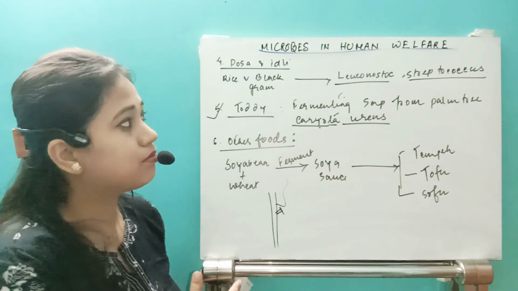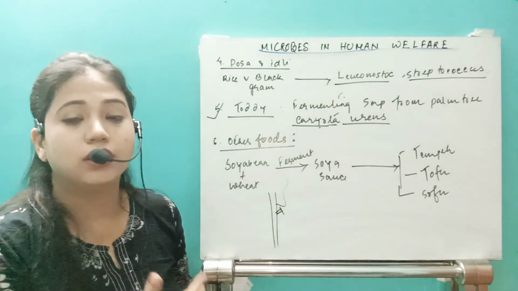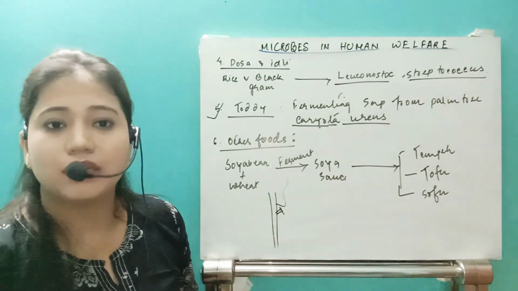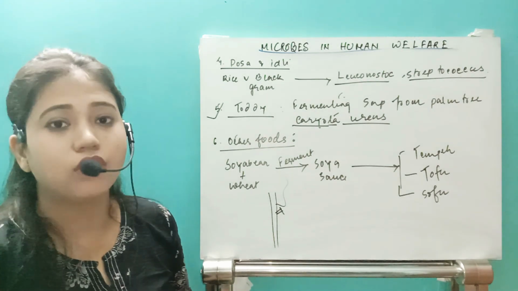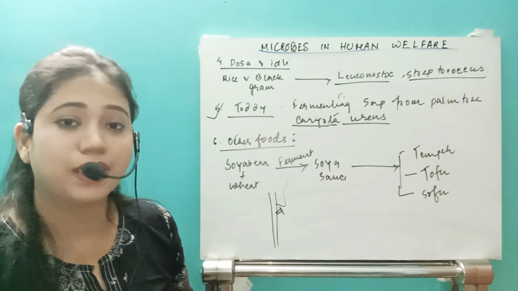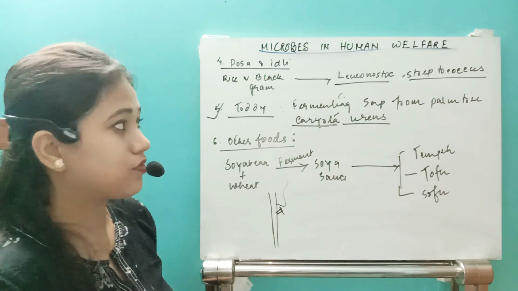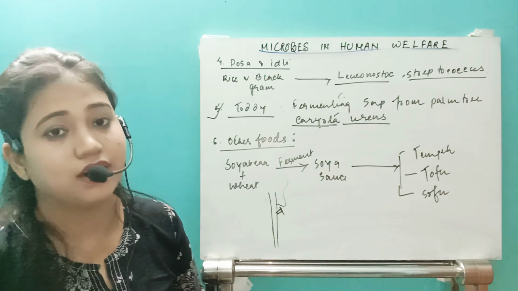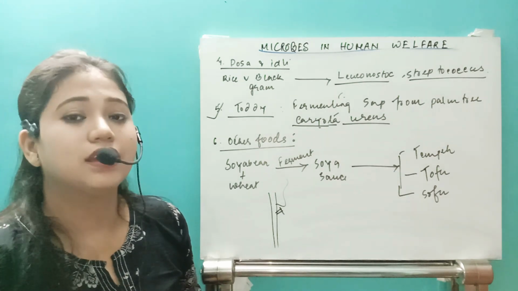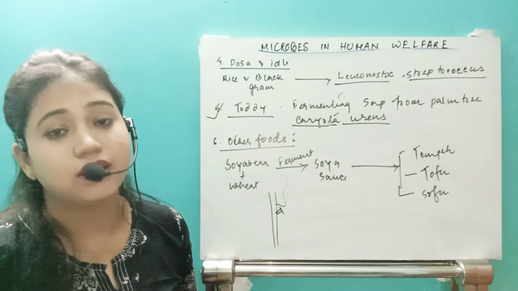So from the time we take the curd or bread or the dosa, idli, toddy, then soya sauce, all of these things, what are they? They are actually the products of microbes. So these are all the examples. We have discussed the microbes in the household. In the next day we will see the microbes that are used in the industries.